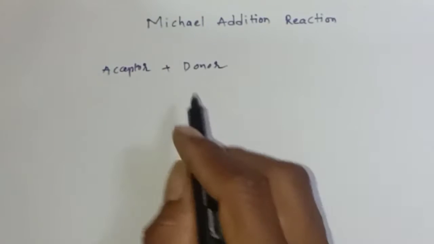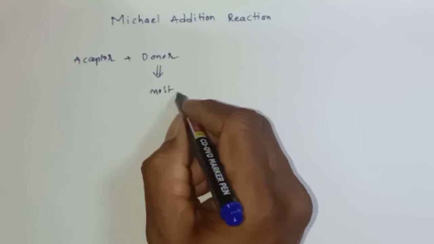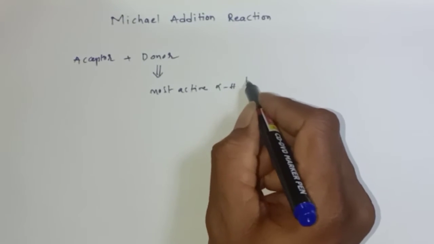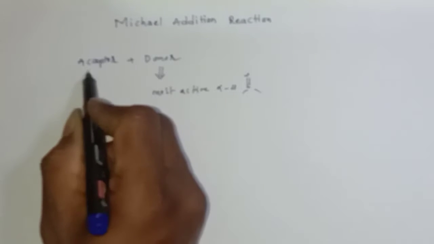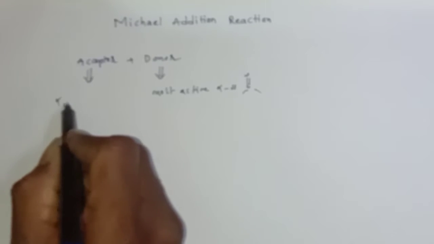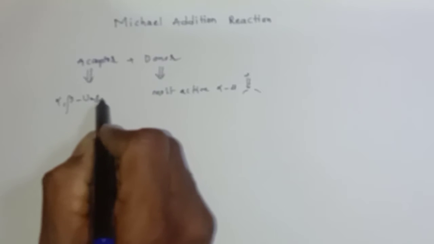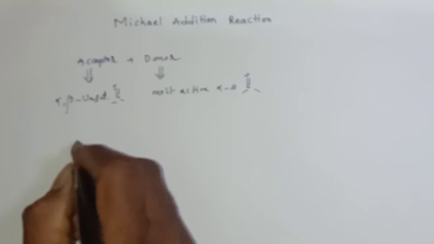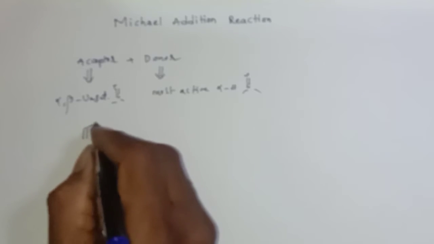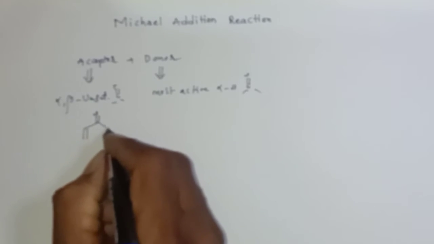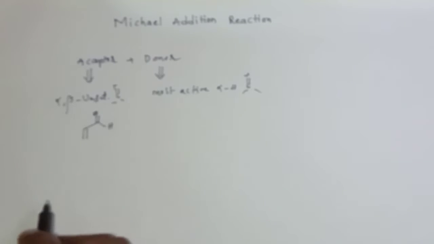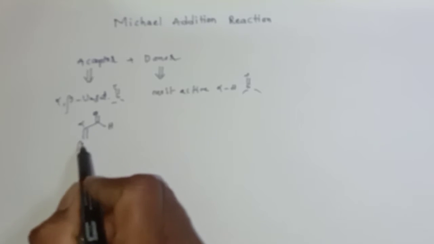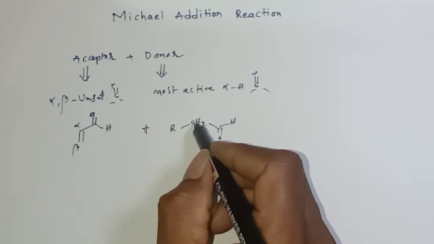Here the donor means most active alpha hydrogen carbonyl group, and the acceptor means it is alpha beta unsaturated carbonyl group. For example, so this is alpha and beta. Alpha beta unsaturated carbonyl group. Carbon is most active hydrogen.